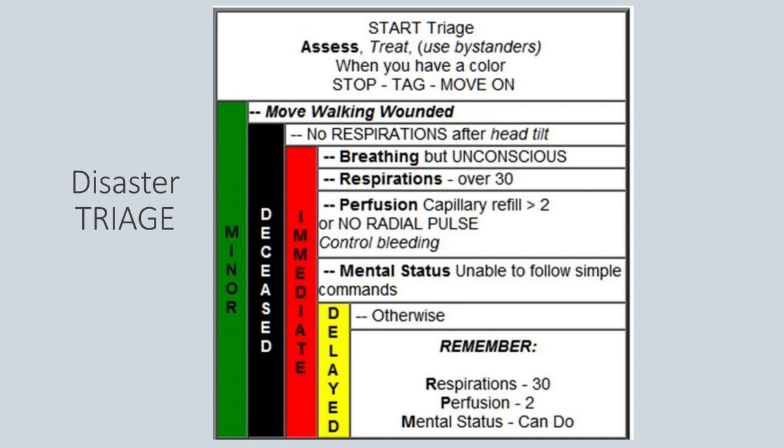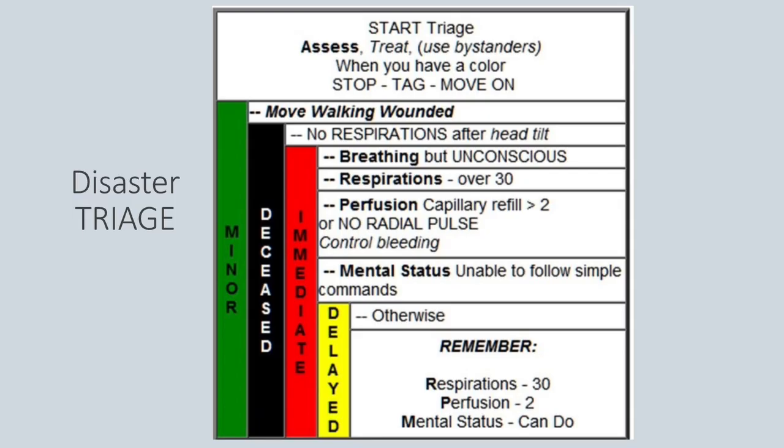Green are people who are moving, walking wounded. They can bring themselves to the emergency room if they needed to. People who are tagged black are deceased or likely to die very soon. Red are people who need to be seen immediately. They're going to be the first people loaded on the ambulance. They may be breathing but unconscious or have respirations over 30. They may have penetrating wounds or serious injuries, but they're going to survive, but they need help right away.